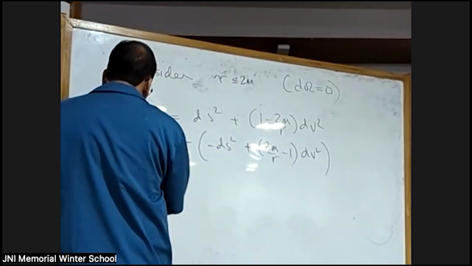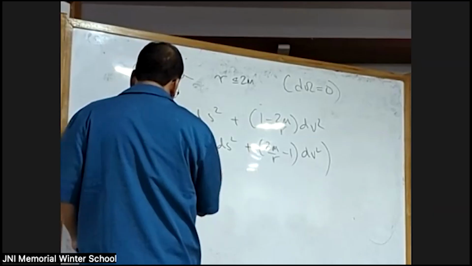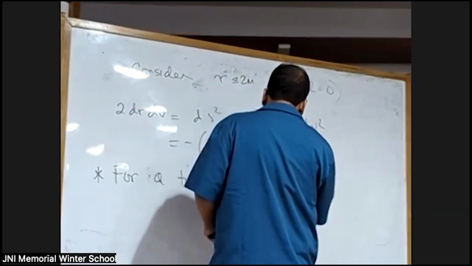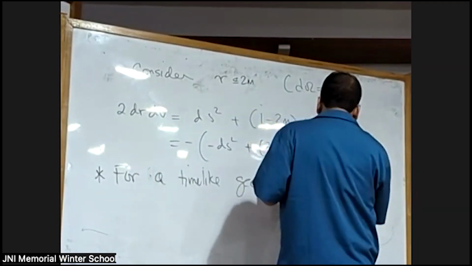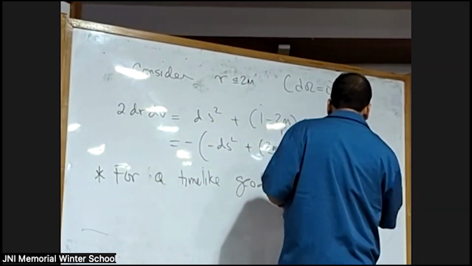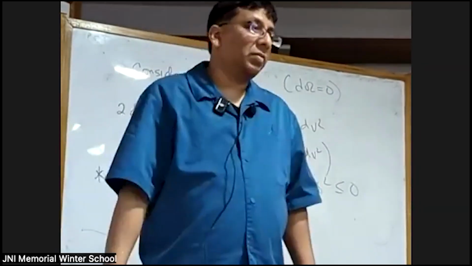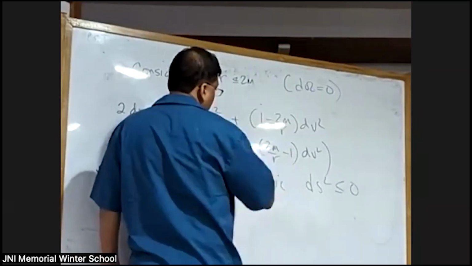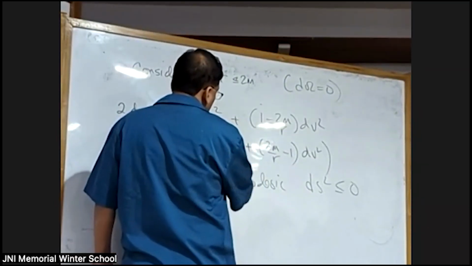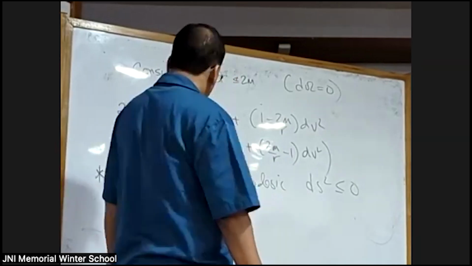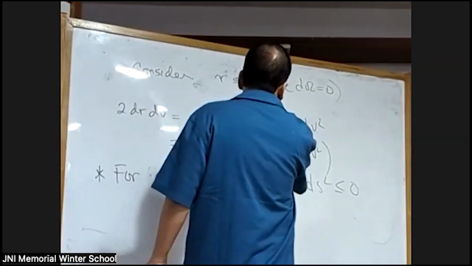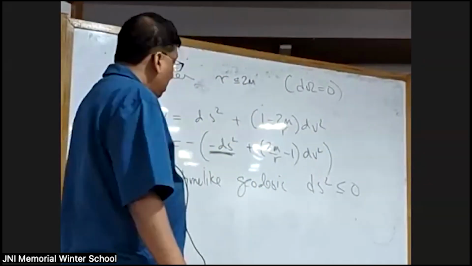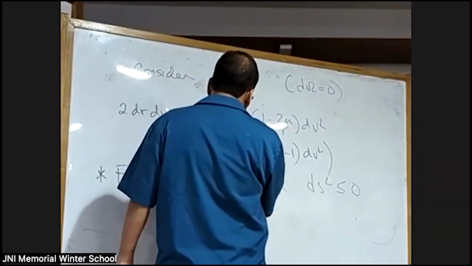So for a timelike geodesic, ds squared is less than or equal to 0, right? If it equals 0, then it's null, right? So that means this is negative, or whatever. It's non-positive. So that means this is positive, right? And since r is less than 2m, this is also positive, right? So to have a positive quantity, this is positive.